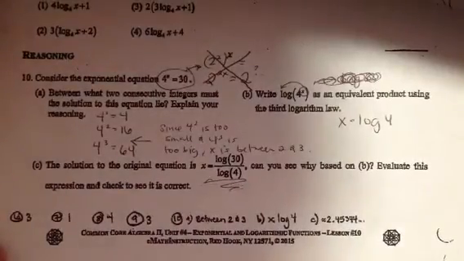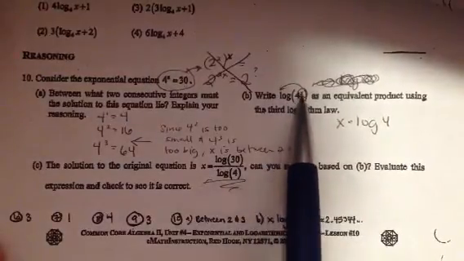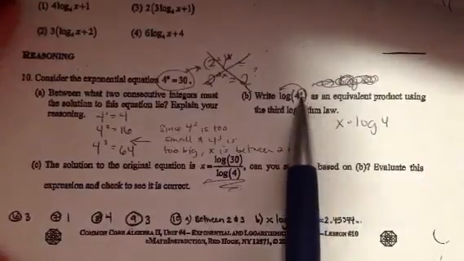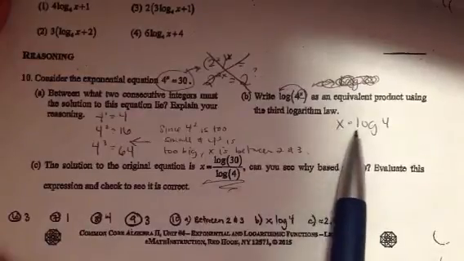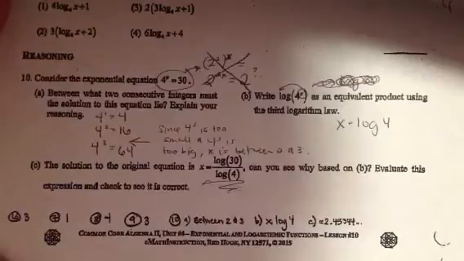In part B, they're telling us to write log of 4 to the x power as an equivalent product using the third log law. That's just taking your exponent out in front. So bringing your x out in front times the log of 4, there's your product. So that's the multiplication that's happening.